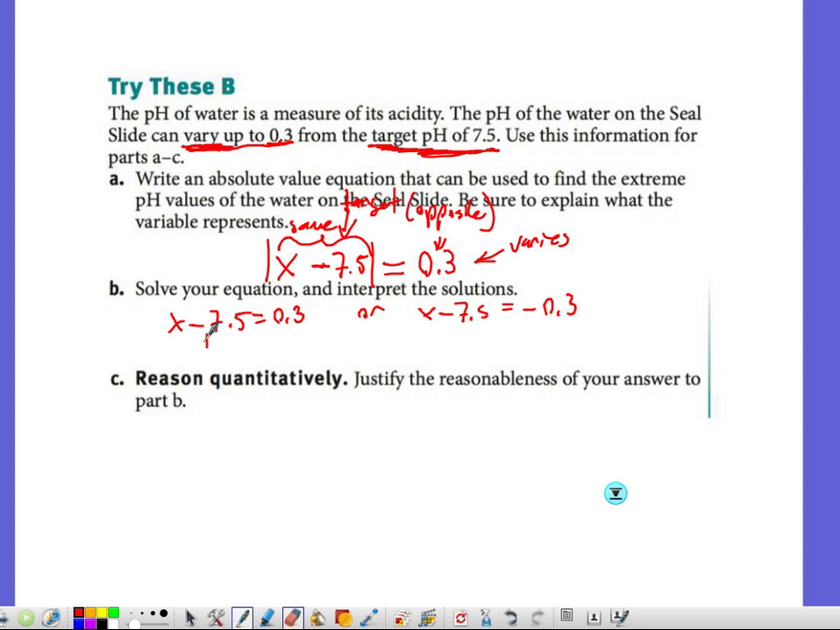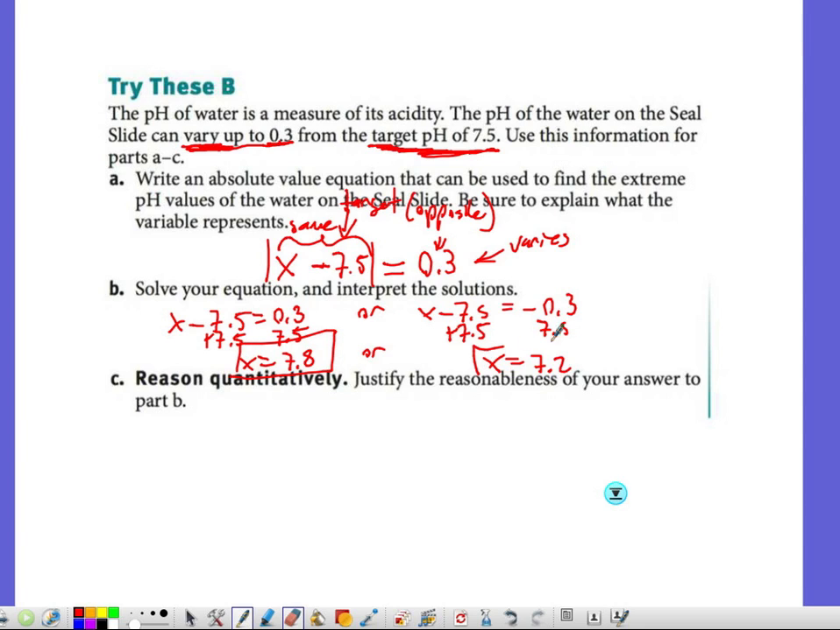If we go ahead and solve each of these for x, we have to add 7.5, and so we have x equals 7.8, or we have to add 7.5 here too, and so x equals 7.2.